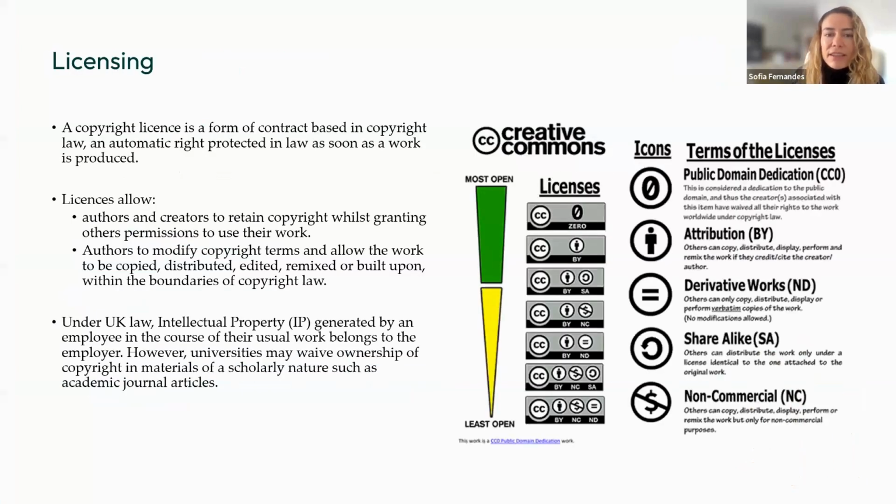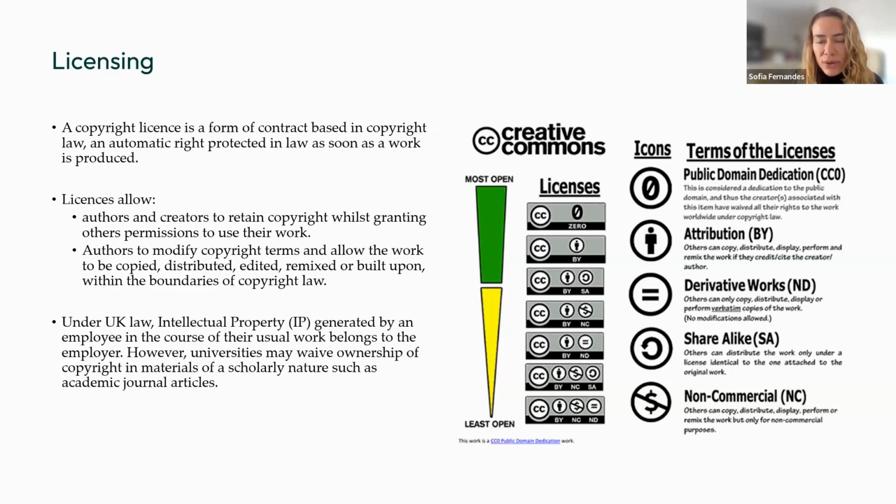Regarding licensing, a copyright license is a form of contract, also known as a permissions agreement based in copyright law. The legal owner in the first instance is the creator, author of the work. Licenses allow authors and creators to retain copyright while granting others permission to use their work. They enable you to modify your copyright terms and allow your work to be copied, distributed, edited, remixed, or built upon within the boundaries of copyright law.